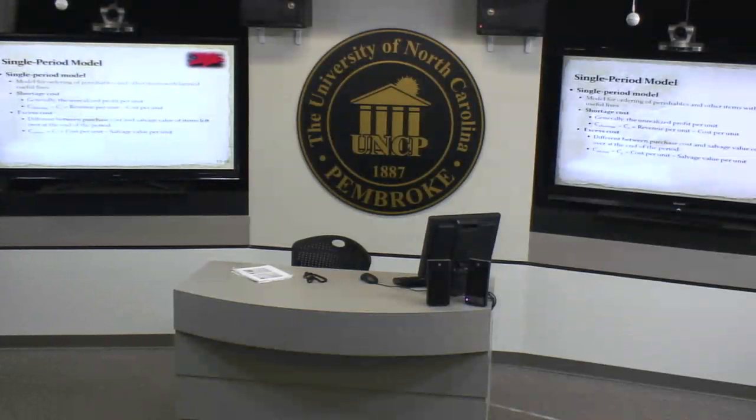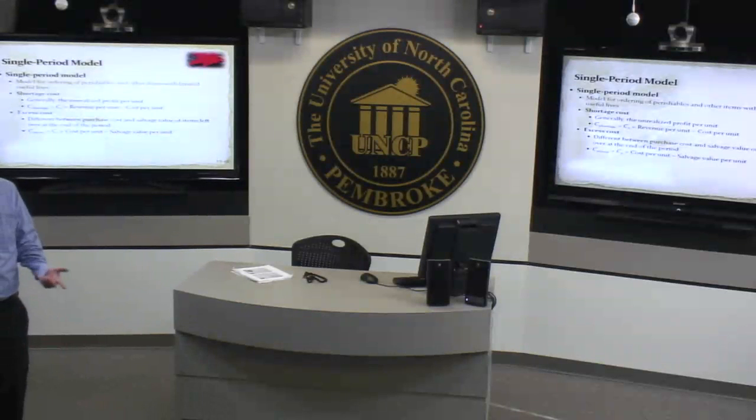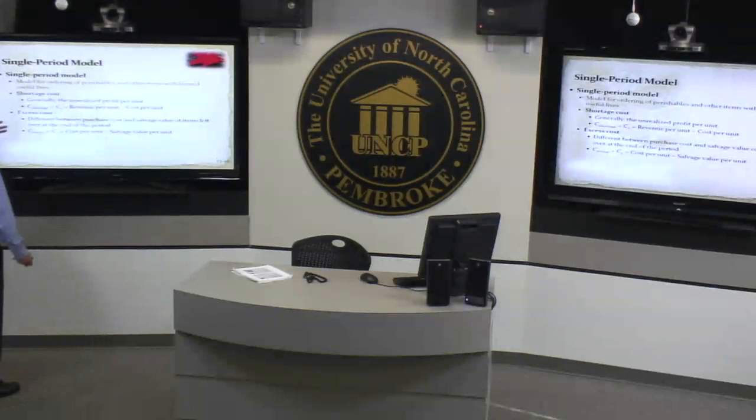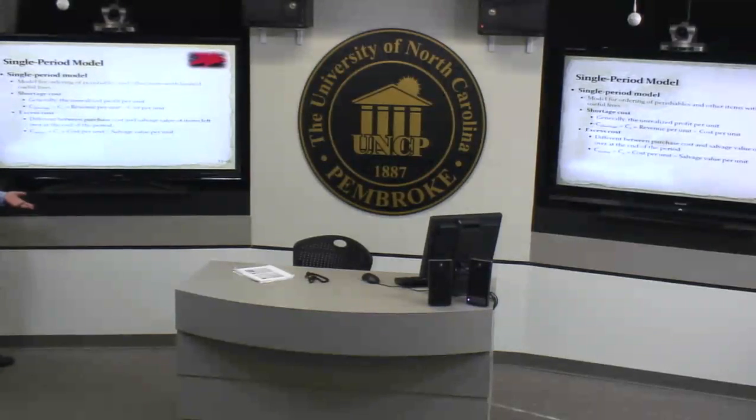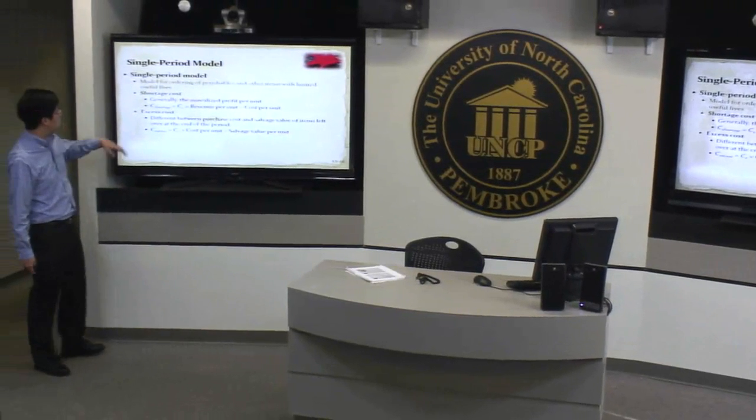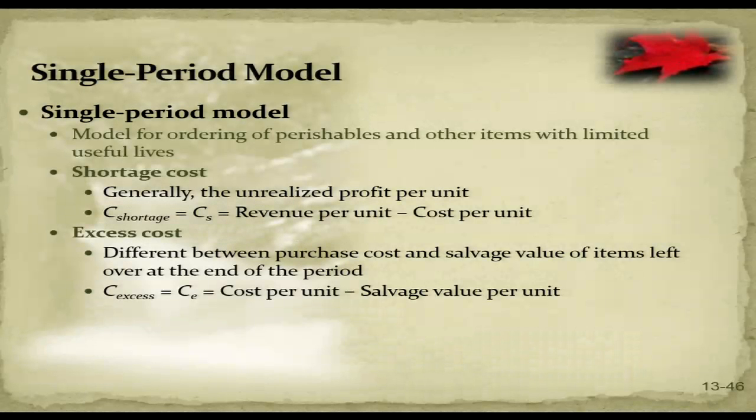If you are a newsboy, you have two costs to consider. The first one is the shortage cost. If you only order 100 Wall Street Journals, and 200 customers really want to buy from you today, then you lose customers. You lose the unrealized profit, which is easy to calculate: the revenue per unit minus the cost. Let's say you order at 50 cents and sell at $1. Then per unit you lose 50 cents, the unrealized profit, which is the shortage cost.